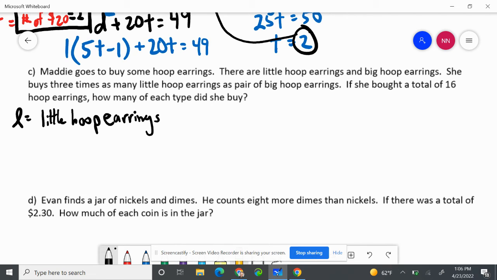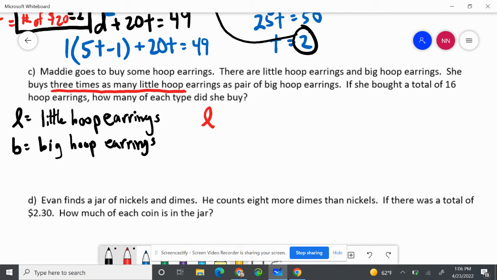And then I'm going to use B for big hoop earrings. So when I'm writing the equation for the first one, it says there are 3 times as many little hoop earrings. So if I take the big hoop earrings and times it by 3, that tells me how many little hoop earrings I have. It also tells me there's a total of 16. So little hoop plus big hoop is equal to 16.